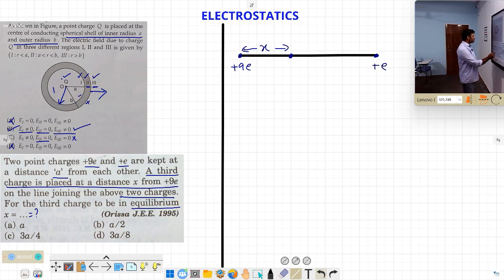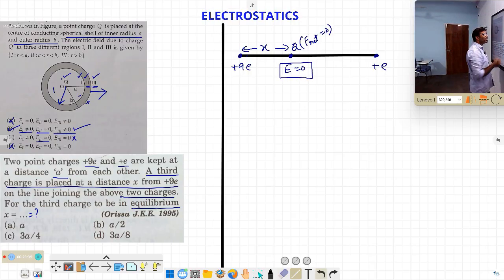For the third charge to be in equilibrium, what is the meaning? Suppose I imagine keeping the charge here. Plus plus repels, plus plus repels. So the net force acting on it must be equal to 0. In terms of electric field, this is the region where the electric field intensity has to become 0. That is nothing but the null point concept. So they are asking to find the position of the null point.